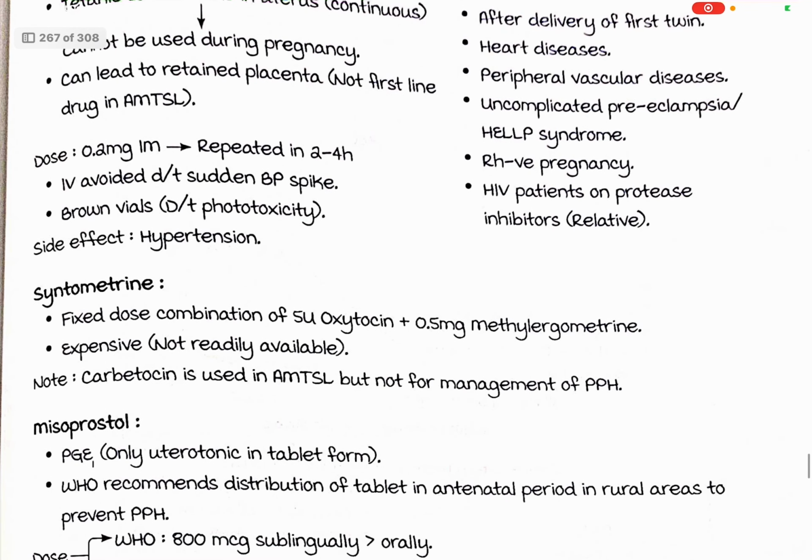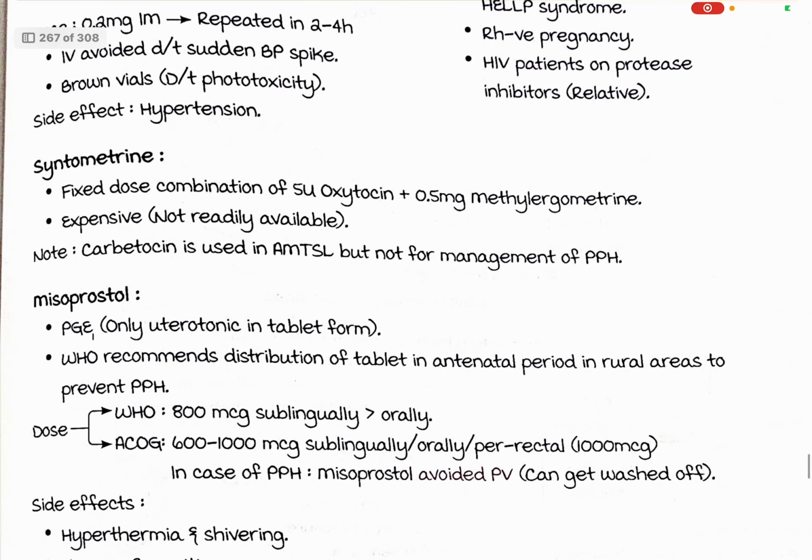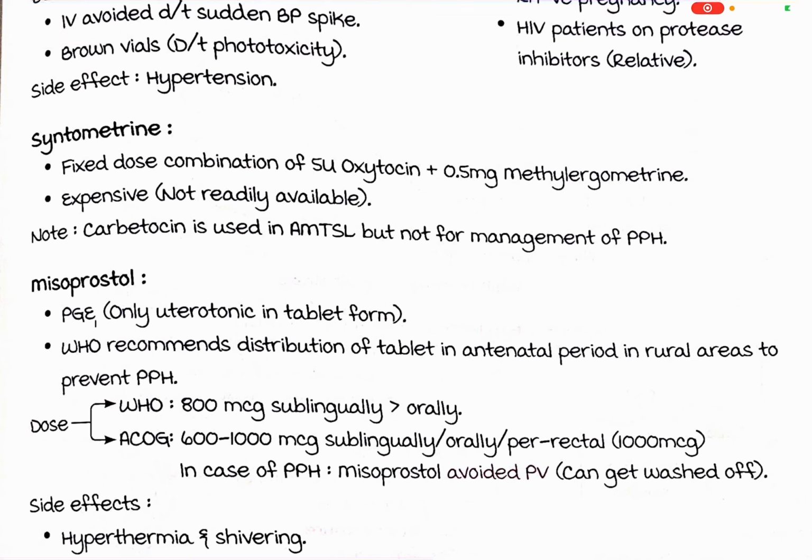Dose is 0.2 mg IM, repeated in 2 to 4 hours. Intravenous is avoided due to sudden BP spike. Stored in brown vials due to phototoxicity. Side effect is hypertension. Syntometrine: fixed dose combination of 5 units oxytocin plus 0.5 mg methylergometrine. Expensive, not readily available. Carbetocin is used in active management of the third stage of labor, but not in management of postpartum hemorrhage.